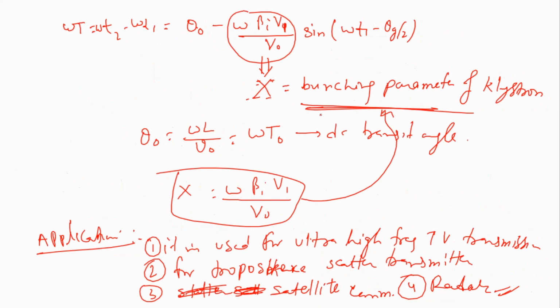After that we have seen the bunching parameter of the klystron. So this is omega beta I V1 divided by V0. This is the bunching parameter. This is very useful while solving problems. So these are the applications of the klystron amplifier. This is how we summarize the lecture.